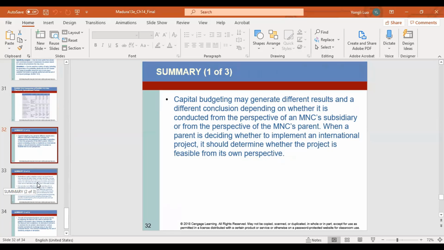Now we come to a summary of this chapter. Capital budgeting may generate different results and a different conclusion depending on whether it's conducted from the perspective of an MNC's subsidiary or from the perspective of the MNC's parent. When the parent is deciding whether to implement an international project, it should determine whether the project is feasible from its own perspective.